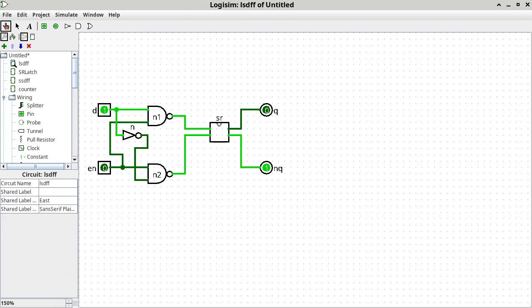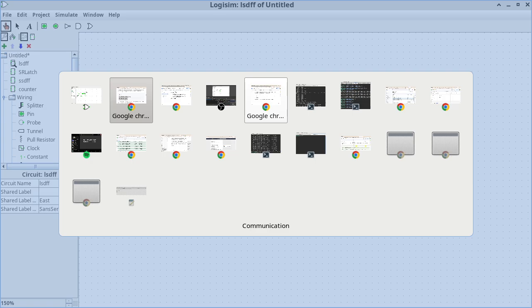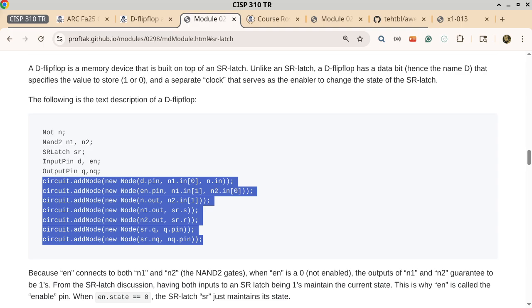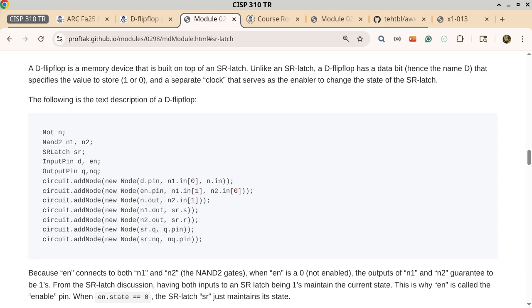So level sensitivity flip-flop is this one. So this is the corresponding circuit to what the text was describing. So let me see if I can display both side by side, just so that we can see. Okay, so that's the text version of this, and that's the graphical circuit representation of that.